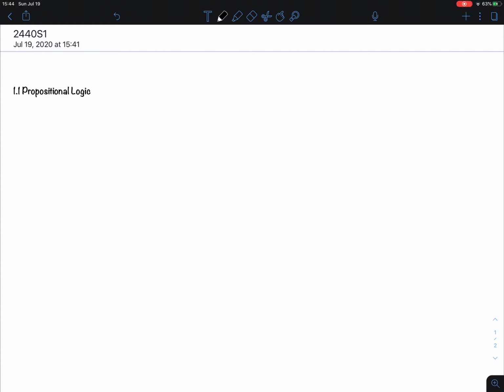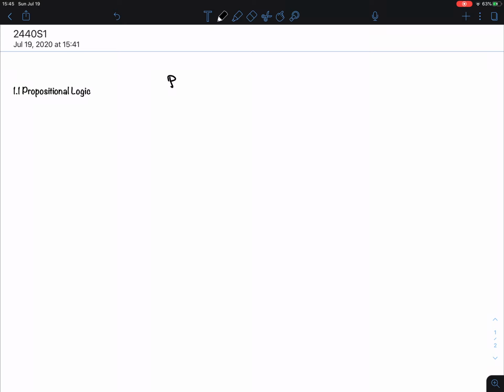1.1 is called Propositional Logic. Now, the chapter that we're going to do with first couple of weeks is on logic. And when we say logic, we mean really formal logic. And so what is this then, this propositional logic?